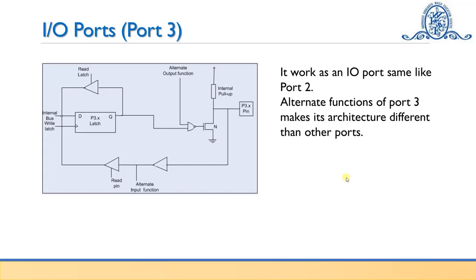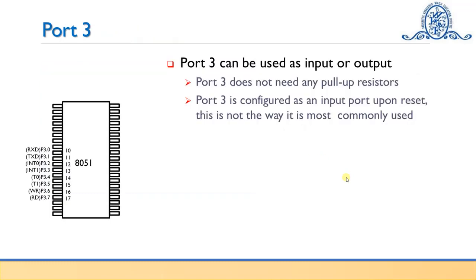Then coming to port 3, it works as an IO port similar to port 2. The alternate function of port 3 makes its architecture different from the other ports. So it is a special purpose port, and then we'll see for what purpose it is used. Port 3 can be used as input or output. It does not need any pull-up resistor, as internally the pull-up resistor is there, and it can be configured as an input port upon reset.